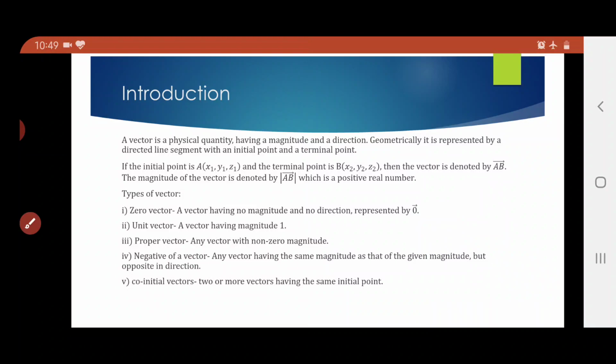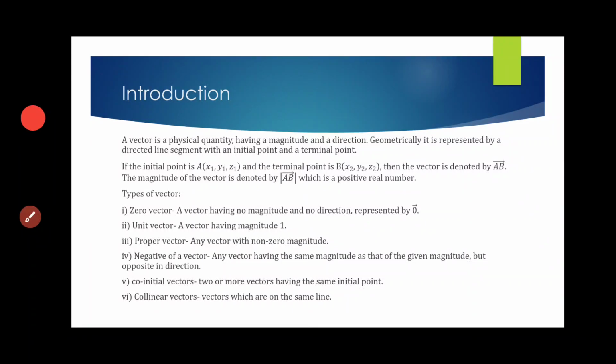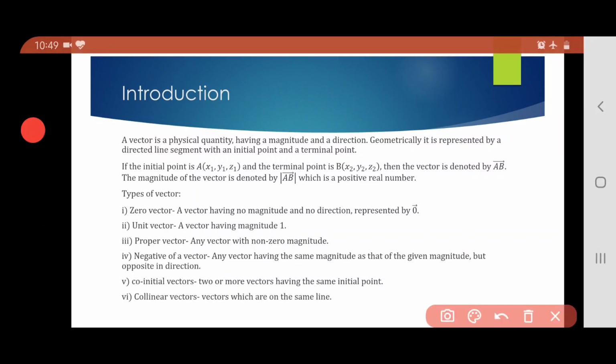Next, collinear vectors. Collinear vectors means two or more vectors lying on the same line. So that is basically if I have a line something like this, AB, and there is some point C here. Then this vector AC and this vector CB are collinear vectors, as well as the vector AB is also collinear. Fine.